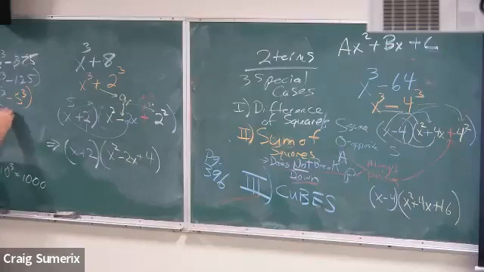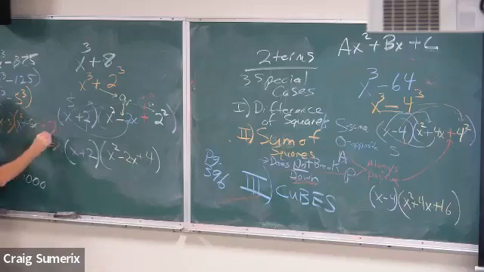X minus 5, x squared, other sign, plus 5 times x is 5x, and then always positive. 5 squared is 25.